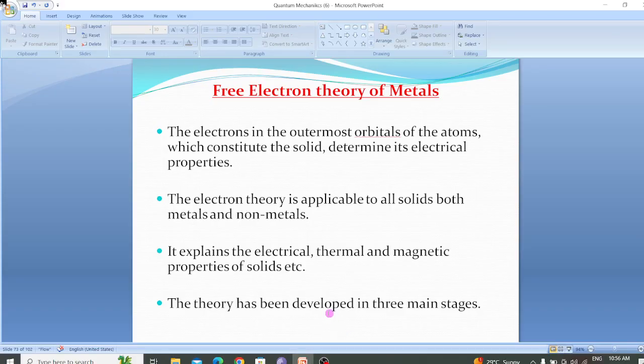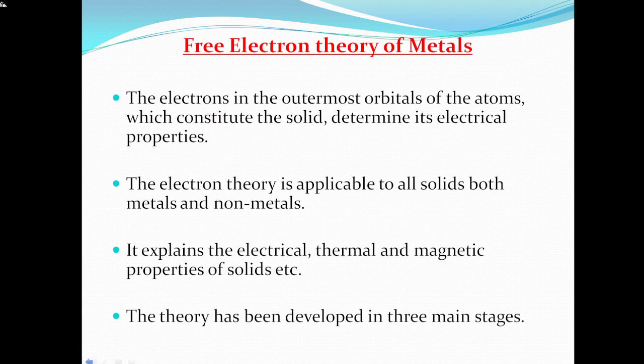Good morning students. Today we will discuss the free electron theory of metals. Now, what are free electrons? Free electrons are the valency electrons. Where do valency electrons exist? Valency electrons exist in the outermost orbitals of the atoms.